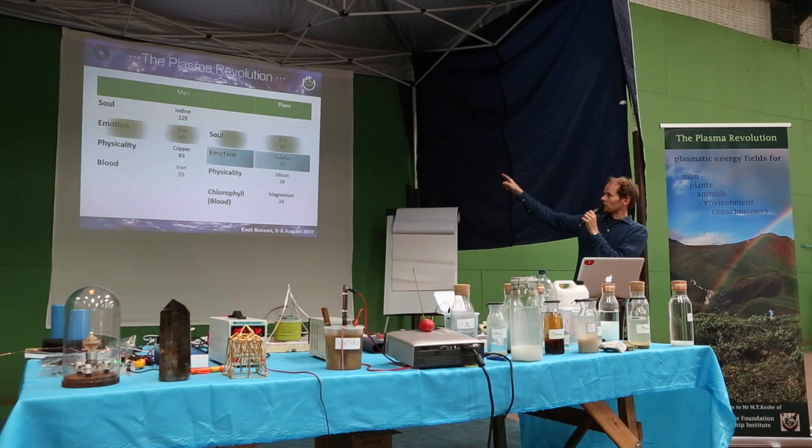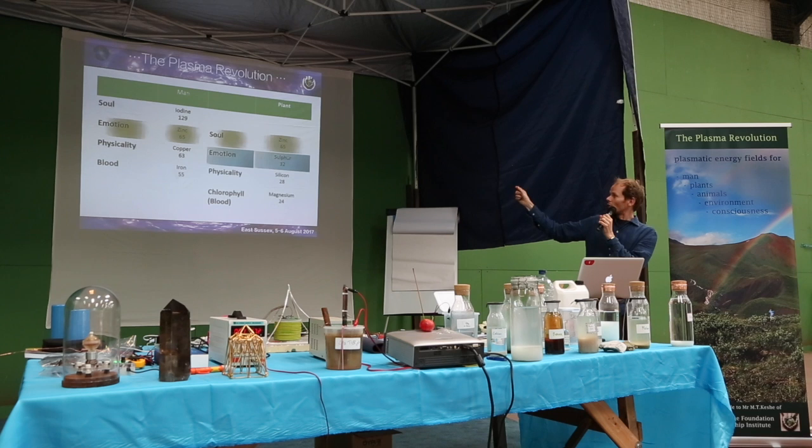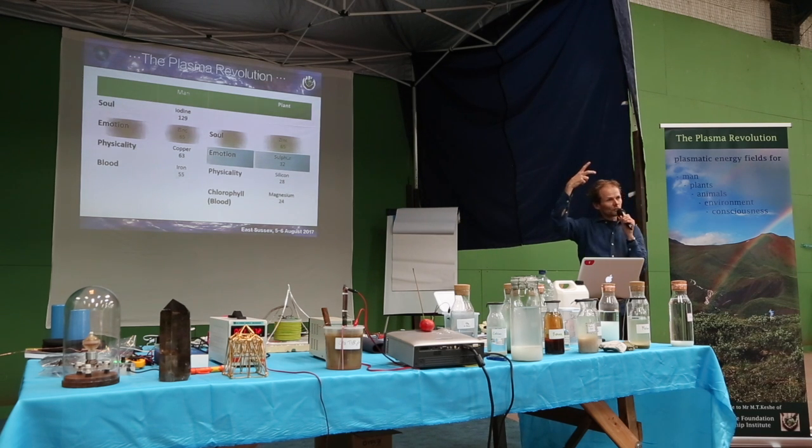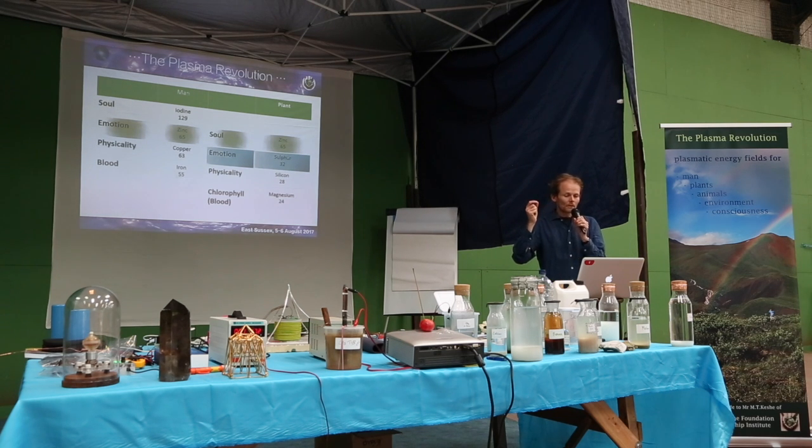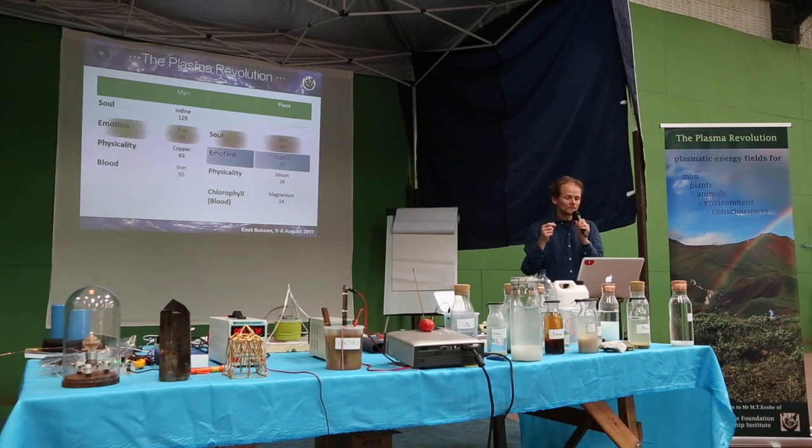So the field strength of iodine is equating to the soul in man. The field strength of zinc, as we talked about, is our emotion. The field strength of copper is our physicality, and iron is our blood. And in the plant, it's just one step down. The soul is connected to the field strength of zinc in the plant. And the field strength of emotion is sulfur, and of physicality is silicon. Chlorophyll, which is the blood of the plant, this is the most interesting as well, is magnesium.